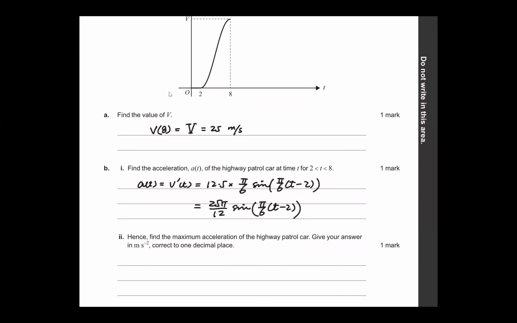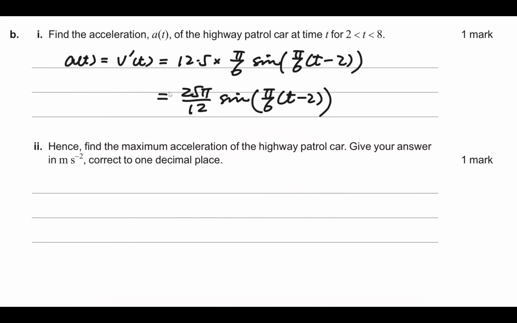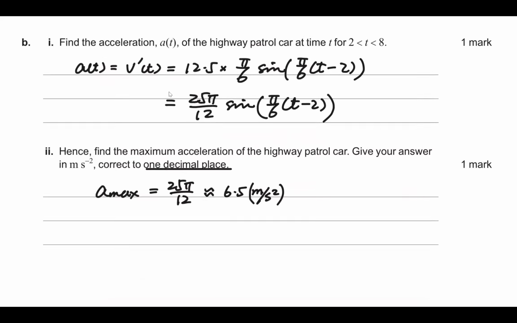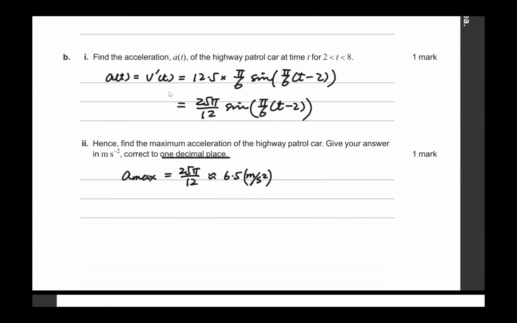But it doesn't really matter, because in the next part we want to find the maximum acceleration, which is just the magnitude. So a max equals 25 pi over 12, which is roughly 6.5 meters per second squared, correct to 1 decimal place, okay? You can also verify that using your CAS calculator.